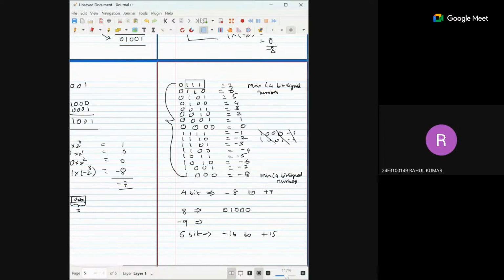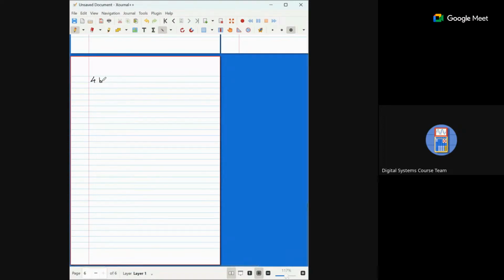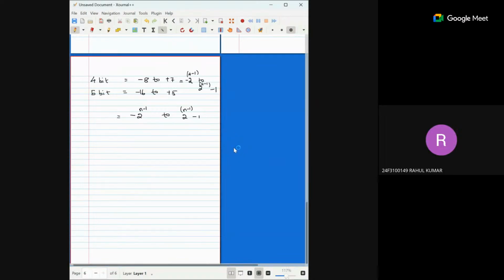Yes, sir. So I'll just rewrite here. For 4-bit, the range is from minus 8 to plus 7, and for 5-bit it is minus 16 to plus 15. So in generic format, I can write from minus 2 power n minus 1, where n is the size of the bit, till 2 power n minus 1, the whole minus 1. So this is the differentiation.